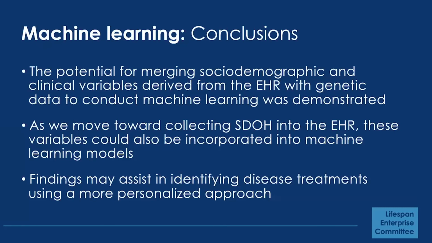So in this example, we showed the potential for merging different types of data and using machine learning approaches. And as we move toward collecting social determinants of health in the EHR, which we're beginning to do at certain local sites, hopefully that becomes implemented nationally. These variables could also be incorporated into the machine learning models to understand more nuances of disease. And my hope is that these will help in identifying disease treatments for patients.